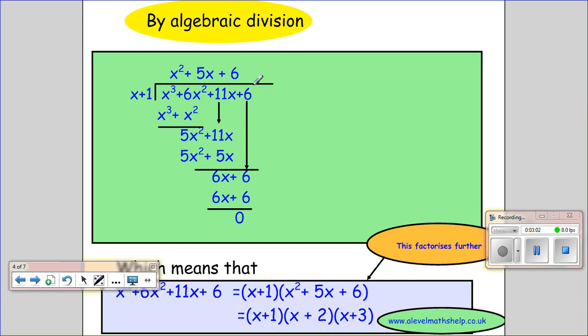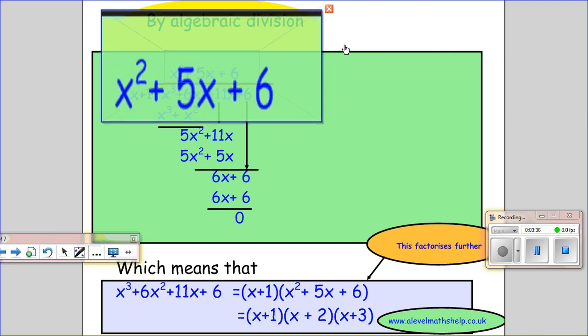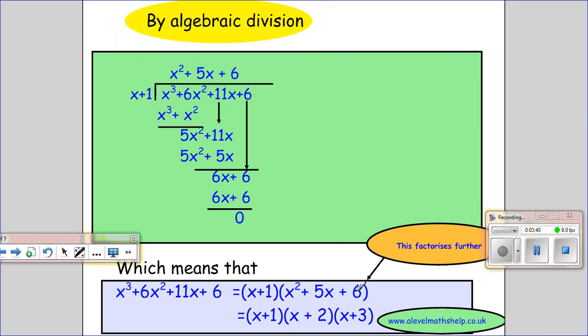I've still got another term, so I bring down my 6. And then I look at this and say, what will I multiply this x by to get 6x? I multiply by 6. So that gives me 6x plus 6. I get nothing left over. And I wouldn't expect anything to be left over because this is a factor. So there's no remainder. It goes in exactly. So then we can say that x cubed plus 6x squared plus 11x plus 6 factorizes to be x plus 1 times x squared plus 5x plus 6. So if we multiplied this back out, we should go back to this.